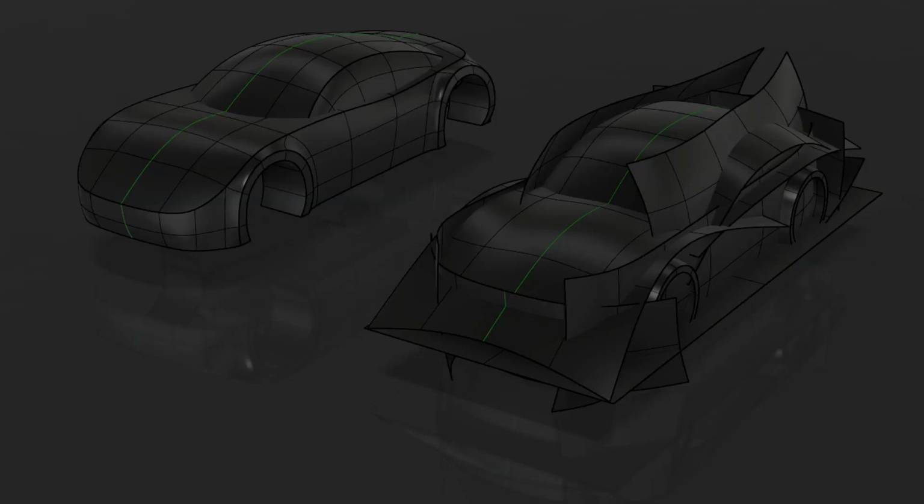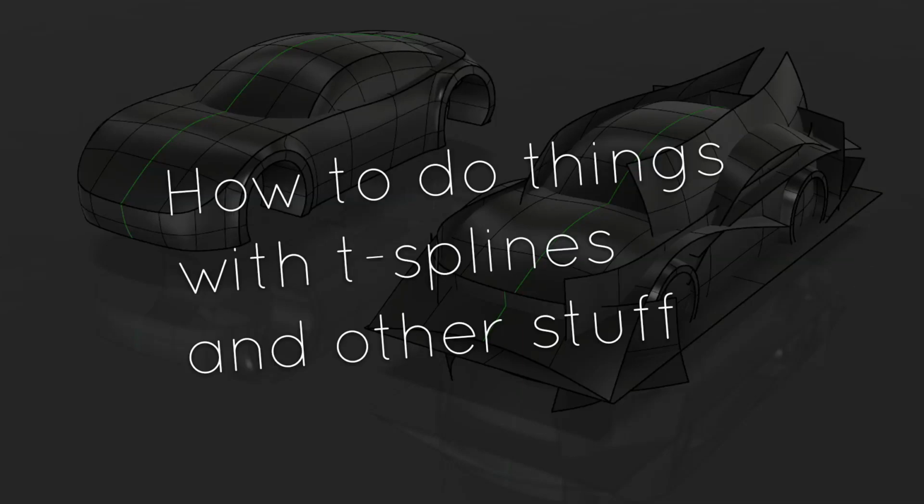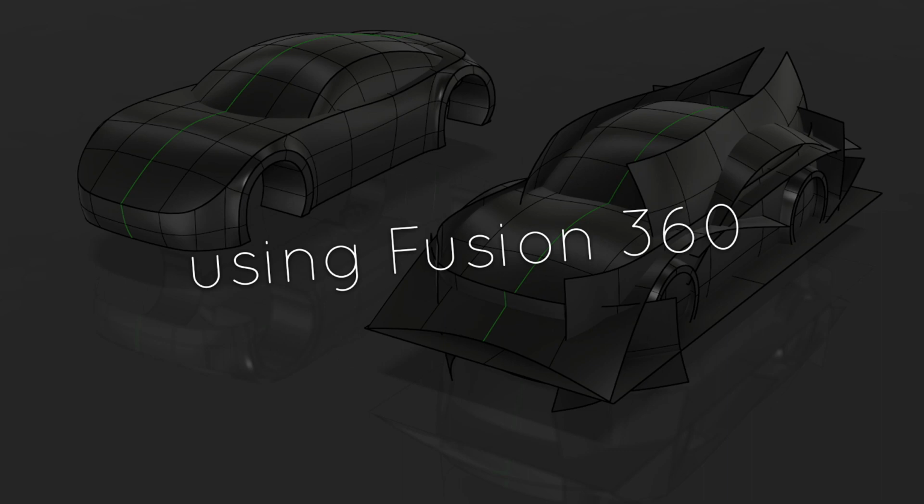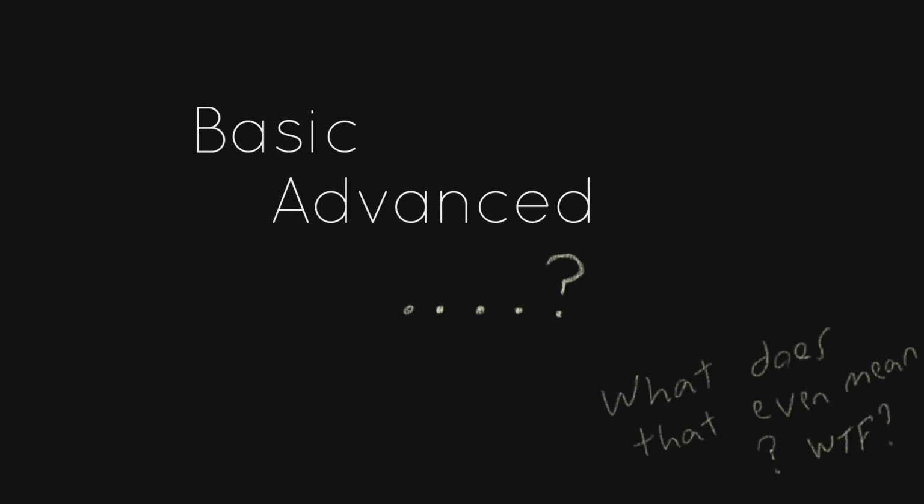Hi, this is How to Do Things with T-Splines and Other Stuff using Fusion 360. This tutorial is more about modeling theory than showing how to use specific tools. I'd consider this a basic advanced tutorial. It's somewhat of an experiment and I hope it's helpful. I've added some links in the description below to some other videos I think might be helpful.